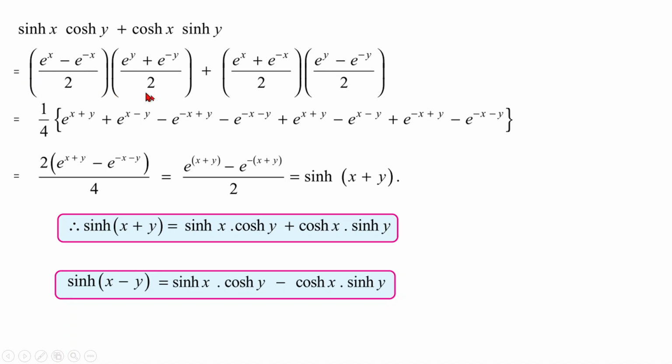This is sinh x cosh y plus cosh x sinh y. We are just multiplying, and ultimately we are getting sinh(x plus y). Okay?